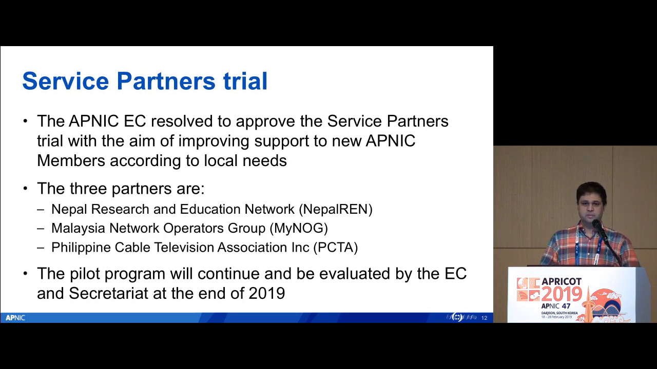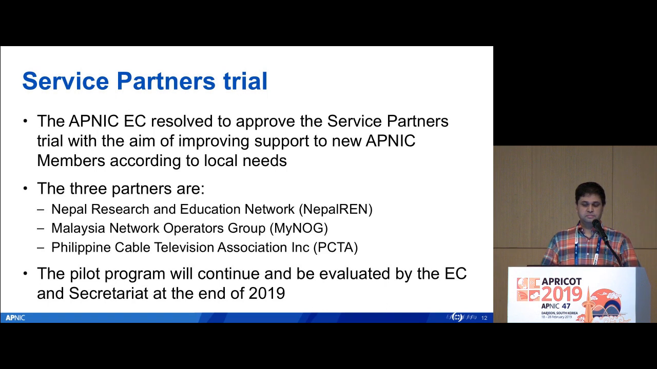started this. We engaged a bunch of outside consultants, looked at multiple models, and we approached this service partner model. We started a resolution to approve the service partner trial. So before we go full board with it, we approved the trial, with improving the support of new APNIC members according to local needs. We've signed off three partners so far: the Nepal Resource Network, the Malaysia Network Operators Group, MyNOG, and the Philippine Cable TV Association. So these have all signed in. The Nepalis signed in a bit early last year, and they've actually been onboarded. The other two are still getting onboarded and starting to get to work.